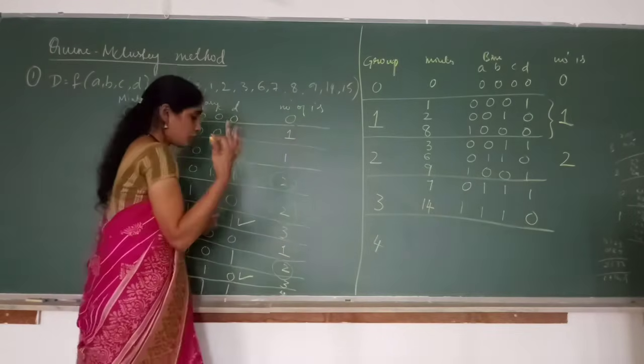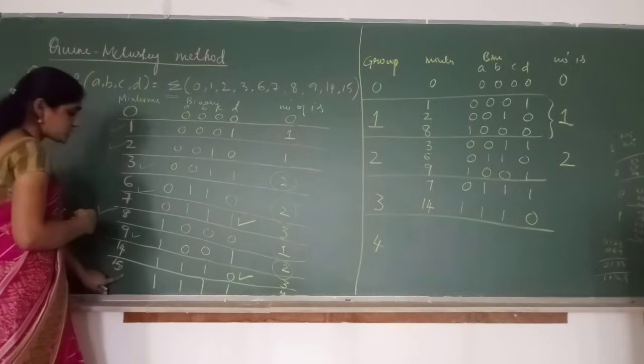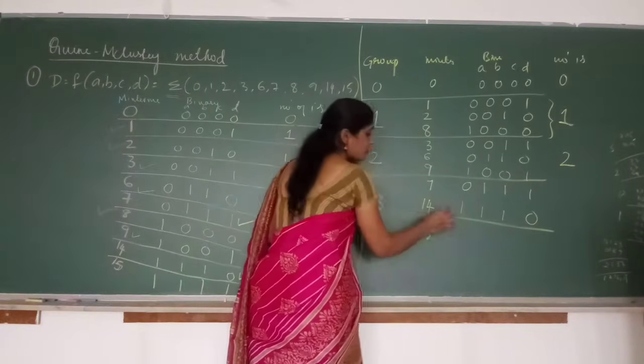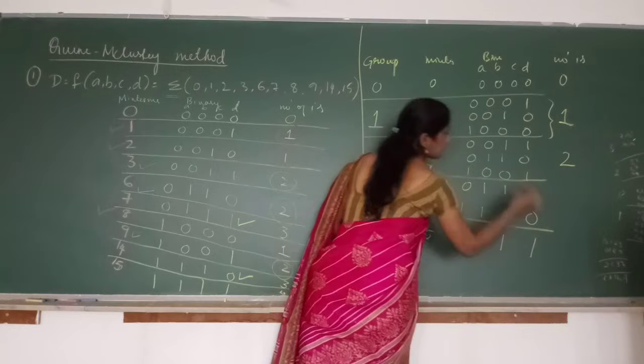Group 4 is what? 4 ones. Which is the only mean term that has 4 ones? 15. So 15 will be in group 4. 1, 1, 1, 1.